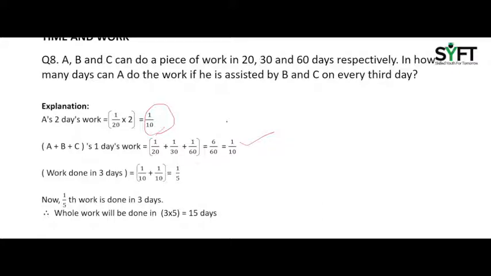So work done in 3 days is 1 by 10 plus 1 by 10, equal to 2 by 10, which is nothing but 1 by 5. Now 1 by 5th of the work is done in 3 days. So the whole work will be done in 3 into 5, that is 15 days.